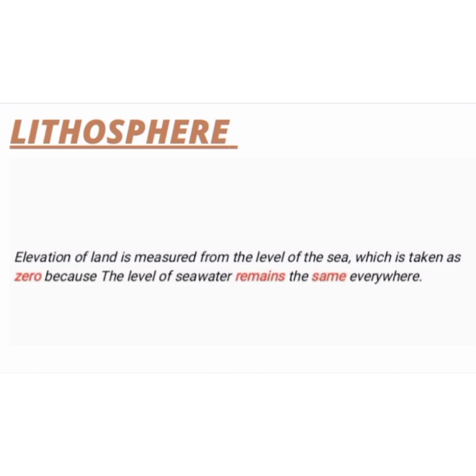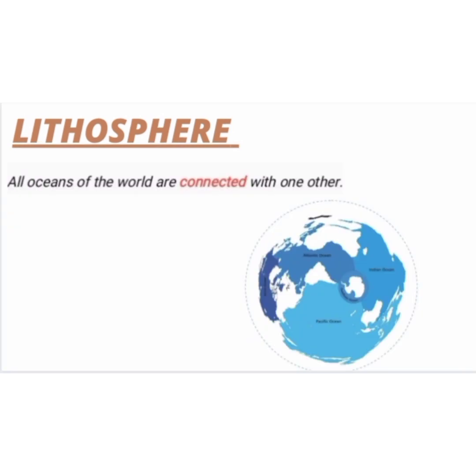Now you see that the elevation of land is measured from the level of sea, which is taken as 0. Why? Because the level of seawater remains the same everywhere. All the oceans of the world are connected with each other.